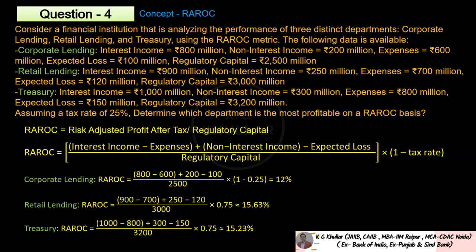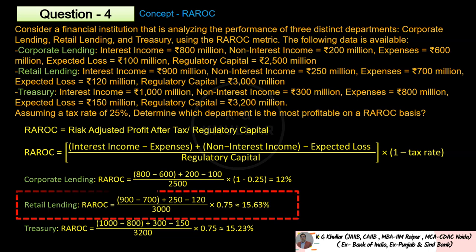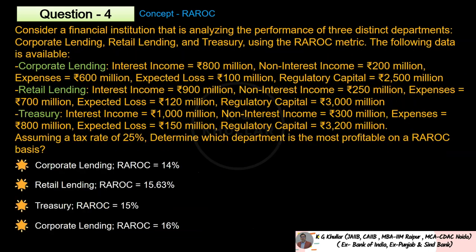And finally for treasury department, RAROC will be 1000 minus 800 plus 300 minus 150 divided by 3200 multiplied by 0.75, which equals 15.23%. So as you can see, retail lending has the highest RAROC of approximately 15.63%, and this makes it most profitable. Thus the correct option for the given question is option B.